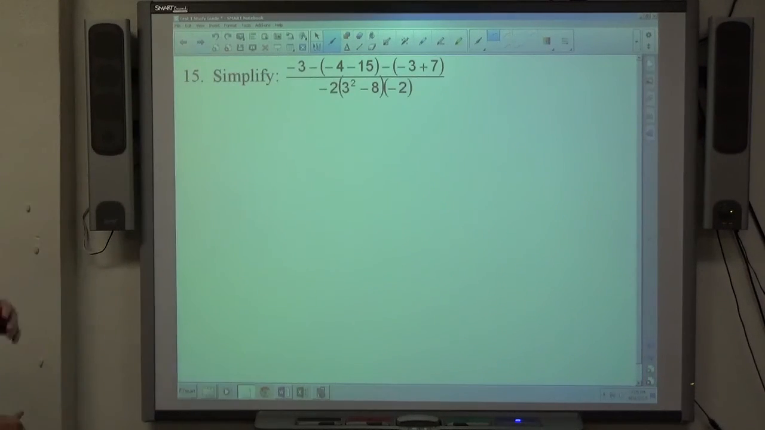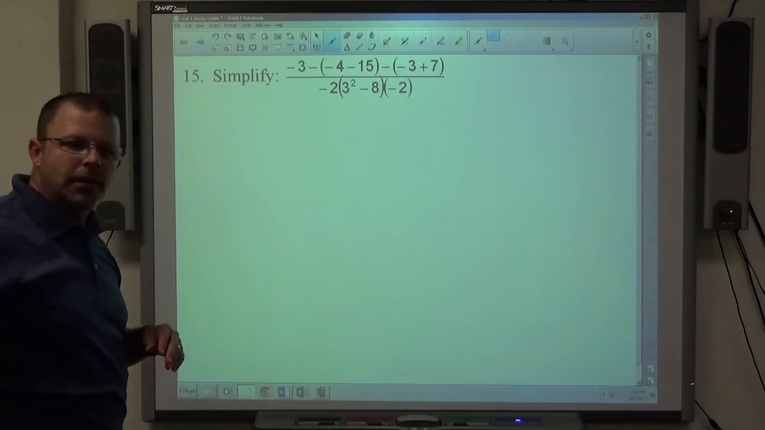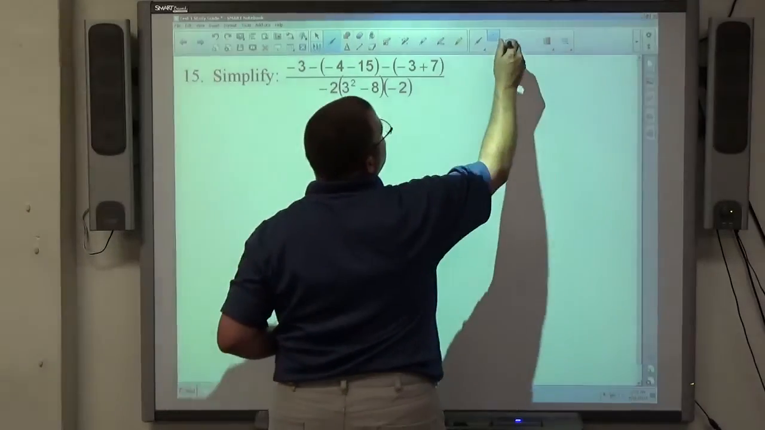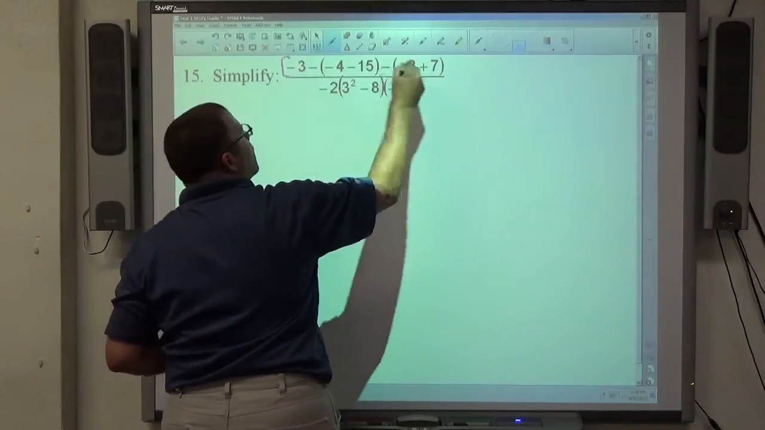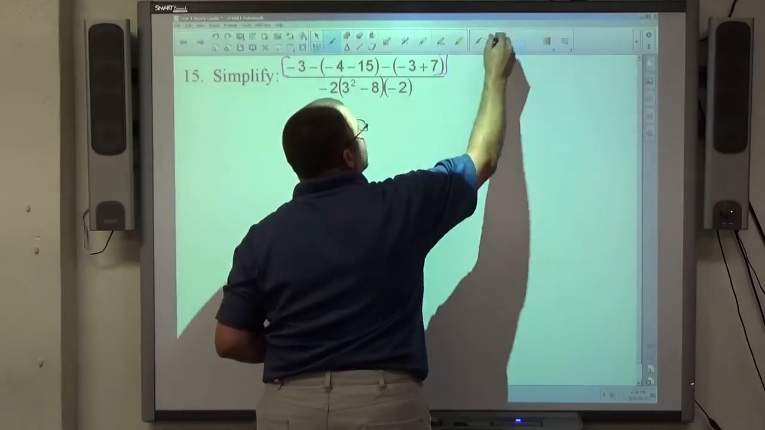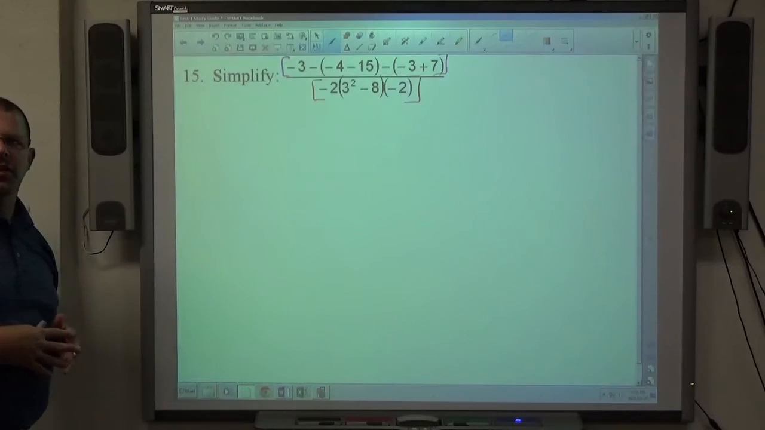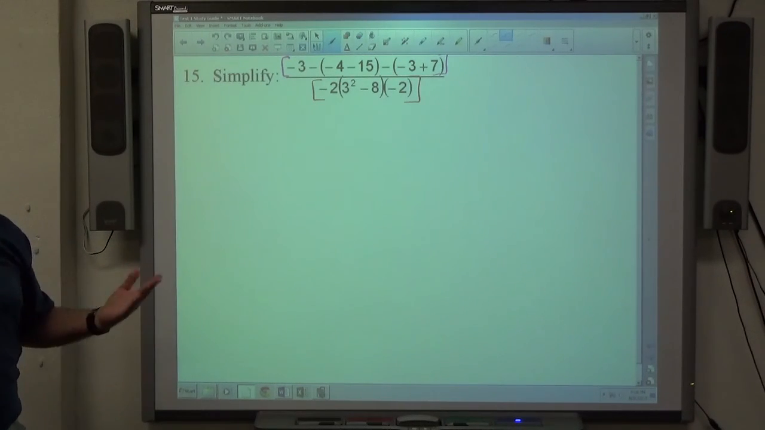And finally, number 15, we got this big fraction. We got stuff on top, stuff on bottom. The top should get down to a single number. The bottom should get down to a single number. So you should assume a bracket on top to get all that down to a single number, a bracket on the bottom to get all that down to a single number. They don't affect each other until you get to the final step where you have number over number. Then you reduce the fraction.